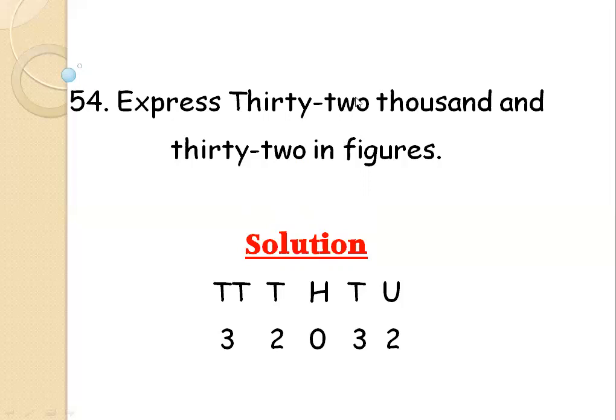I have 32,000. That means I have 30,000. That is 3 tens of thousand, 3 under tens of thousand. 2,000, that is 2 under thousand. 30, that is what? Tens. 3 under tens. 2, that is 2 under units.